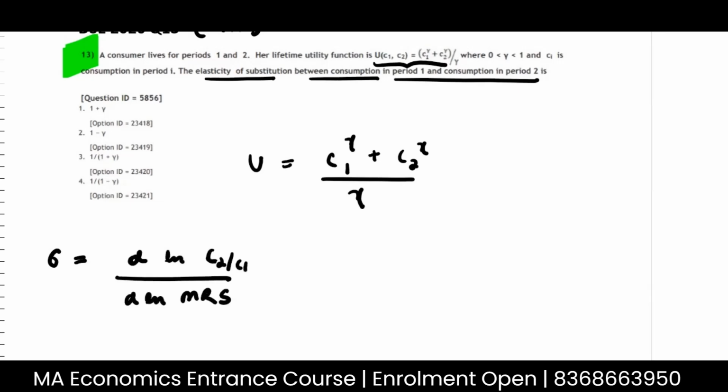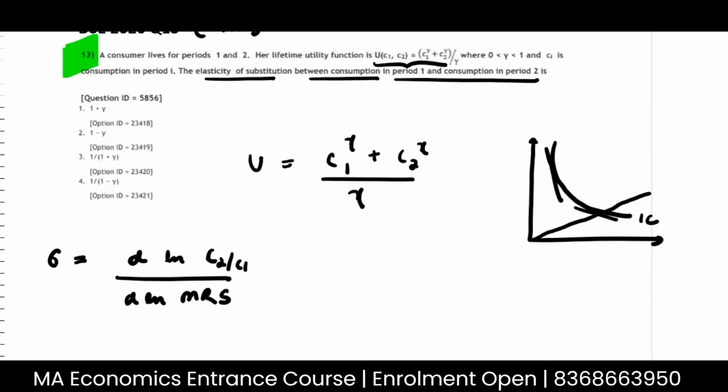So basically what elasticity of substitution tells us, that if I have any indifference curve and I go ahead and I find the slope of this indifference curve, that's MRS. If I pass a ray through the origin, that gives me the ratio between y-axis and x-axis. So here I'm taking consumption in period 2, consumption in period 1. I'm passing a ray through the origin here also.